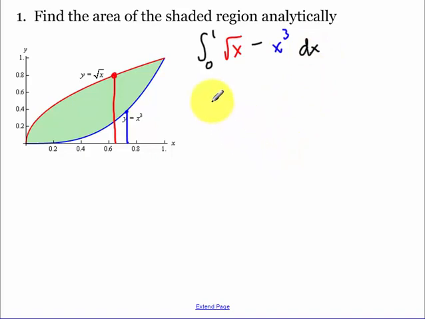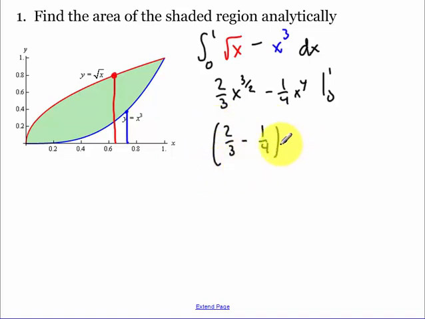So then I take my integral and we get 2/3 x to the 3/2 minus 1/4 x to the 4th, evaluated from 0 to 1. And I have 2/3 minus 1/4. And I still want you to plug in the 0. I want you to get in the habit of plugging in the 0, because sometimes if you don't get in that habit, these values are going to get you something other than 0 and you're going to screw up. Okay, so when we simplify that, we get 5/12.